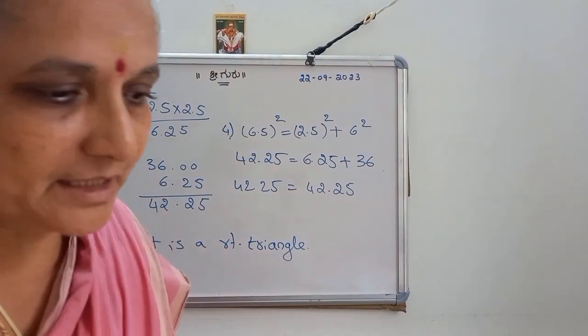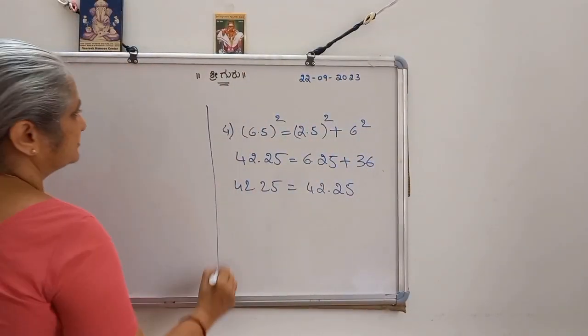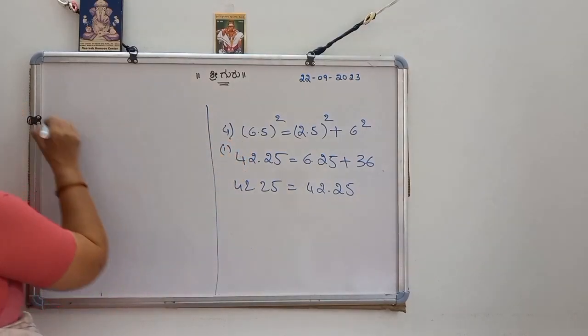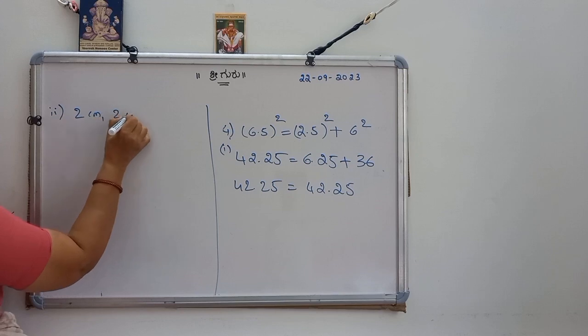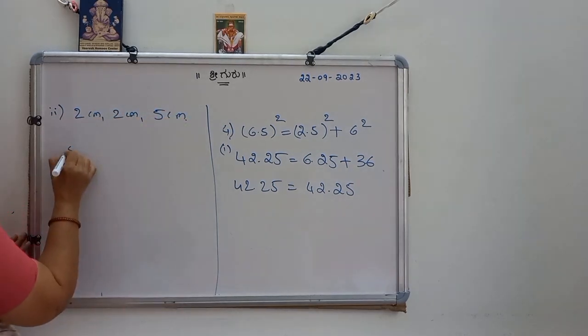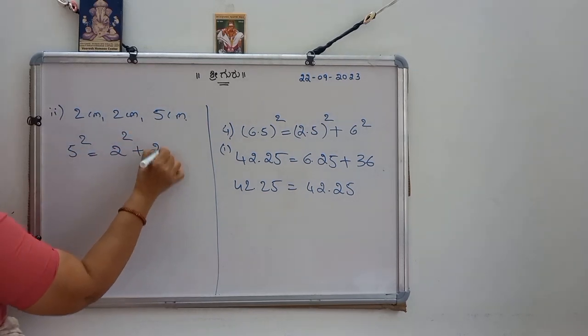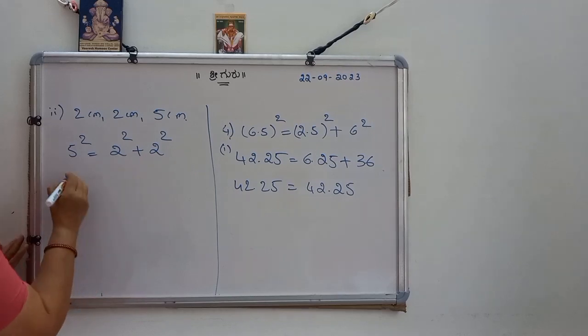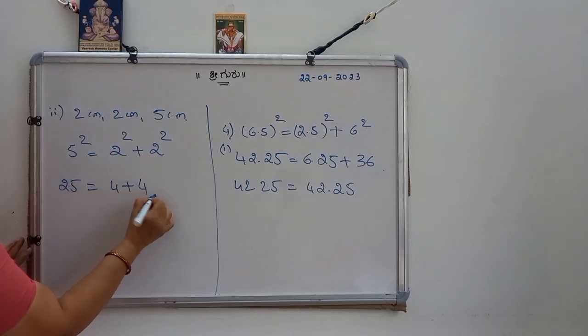Now try the second question. 2, 2, 5. This is the first one and this is the second one. 2 centimeters, 2 centimeters, 5 centimeters. The longest side is 5 centimeters. 5 square is equal to 2 square plus 2 square. Is this true? 25 is equal to 4 plus 4.